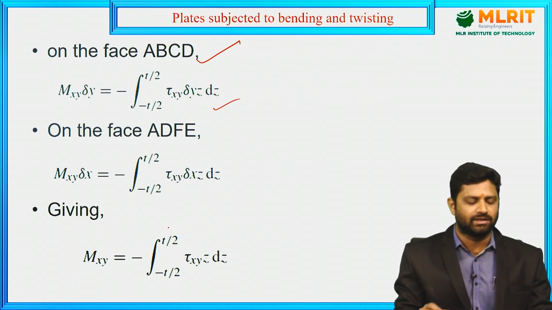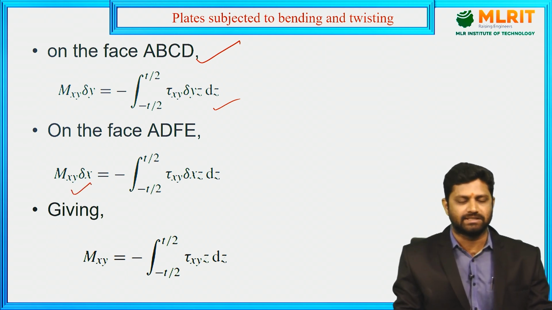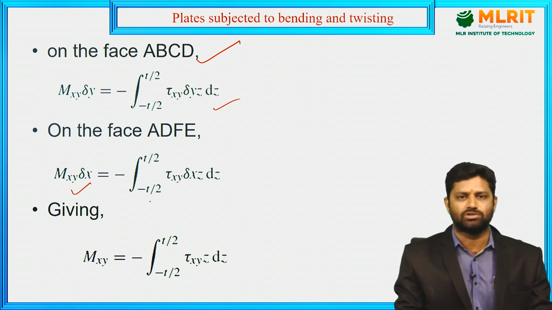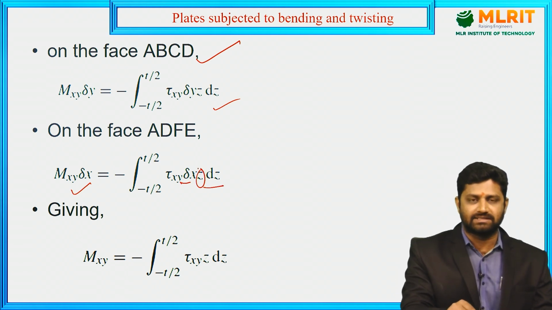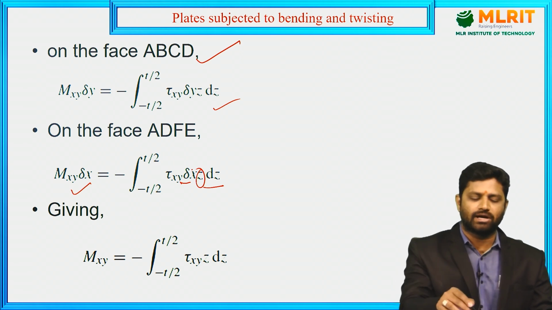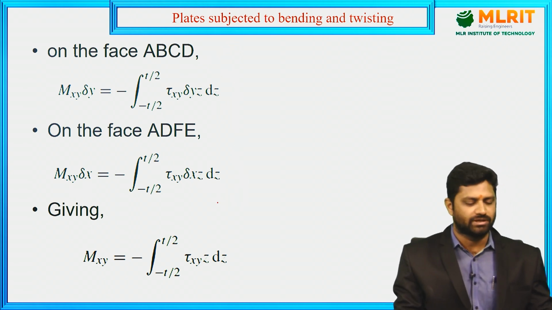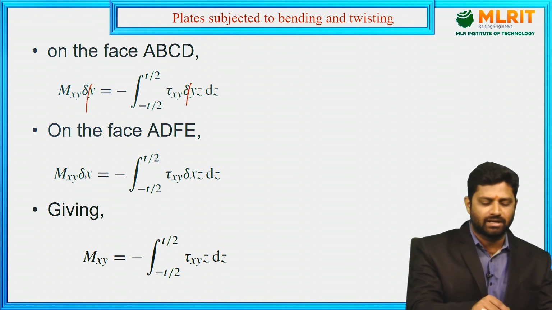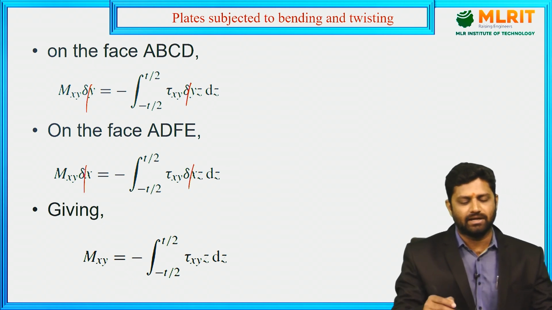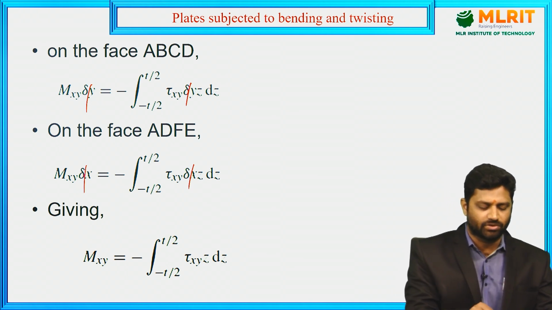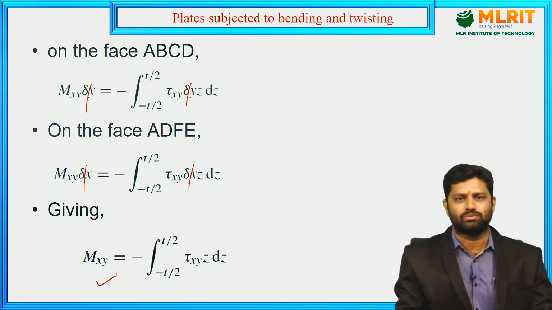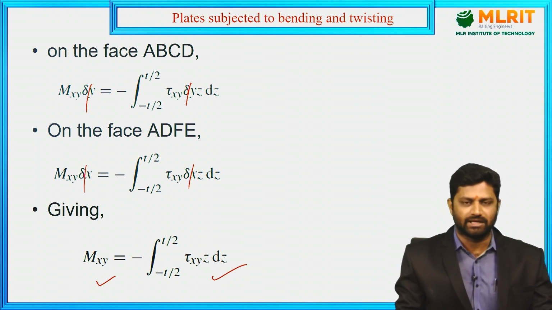On this face, in a similar manner you can write the applied moment equilibrium with shear stress distribution, and therefore you will get Mxy into delta x equals minus integral from minus t by 2 to plus t by 2 of tau xy into delta x into delta z, which is the area, and z is the perpendicular distance. Now if you look at these two equations, delta y gets cancelled in one and delta x gets cancelled in the other, and out of these two equations you are going to get the same equation. Then you can write Mxy equals minus the integral from minus t by 2 to plus t by 2 of tau xy into z into dz. So this is the moment equation we have here.